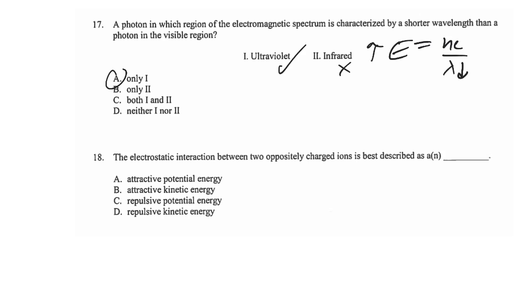The electrostatic interaction of two oppositely charged ions is best described as an attractive potential energy, attractive kinetic energy, repulsive kinetic energy, or repulsive potential. So it's attractive potential energy. Bond energies are potential energy. Kinetic energy is the energy of motion. So you put two things into motion, 1/2 mv squared, that's kinetic energy. Bond energies, electrostatic attraction, these are all potential energies.